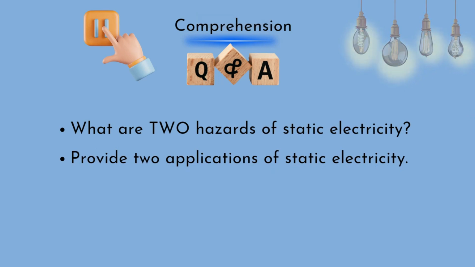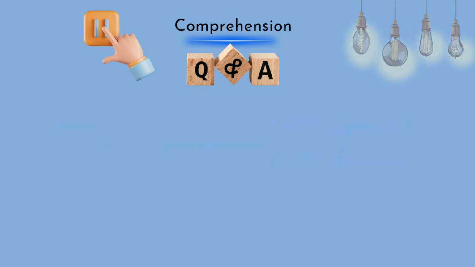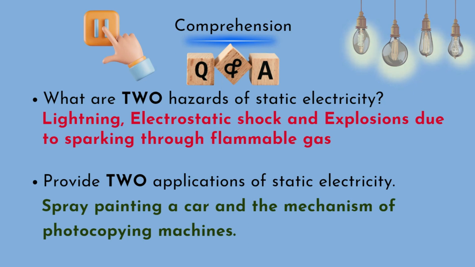Comprehension. What are 2 hazards of static electricity? And provide 2 applications of static electricity. You may pause this video to answer these questions. Lightning, electrostatic shock, and explosions due to sparking through flammable gas are examples of hazards of static electricity, while spray painting a car and the mechanism of photocopying machines are 2 applications of static electricity.